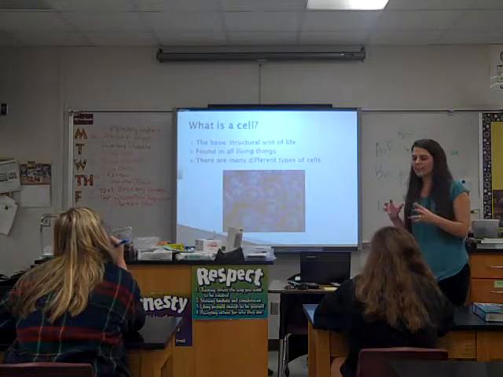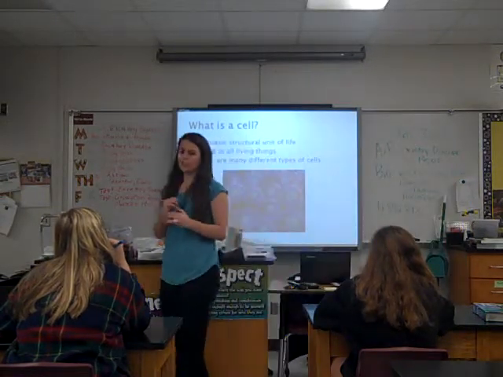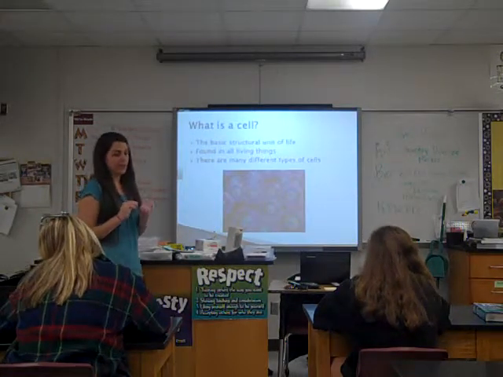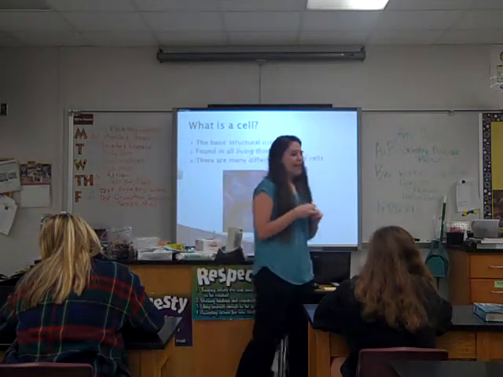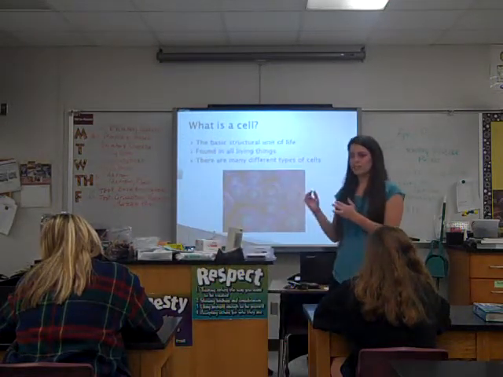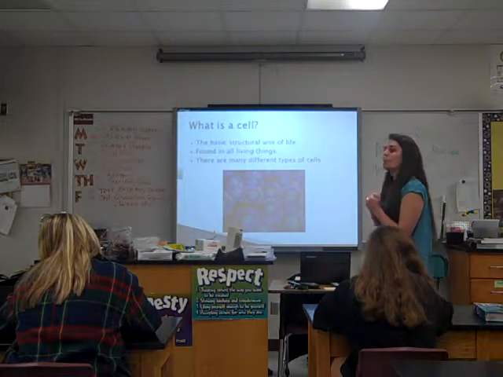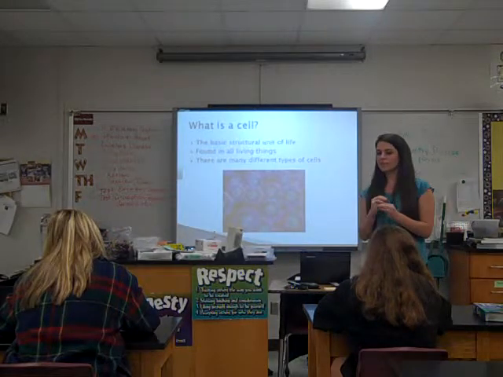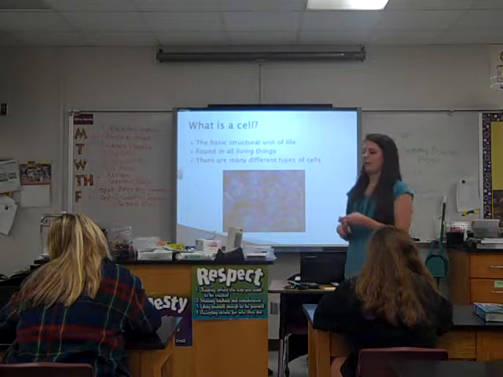So first of all, what exactly is a cell? A cell is the basic structural unit of life. So all living things, no matter how big or small, contain cells. And like I was saying, there are so many different types of cells, but all in all, they can be categorized into one of these two types. All cells on Earth are either prokaryotic or eukaryotic.